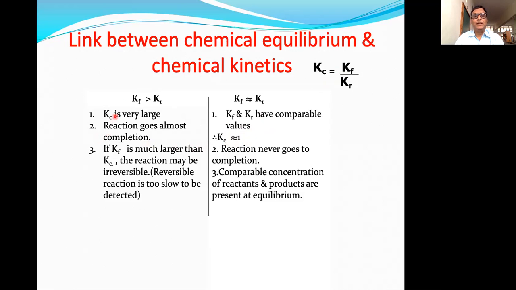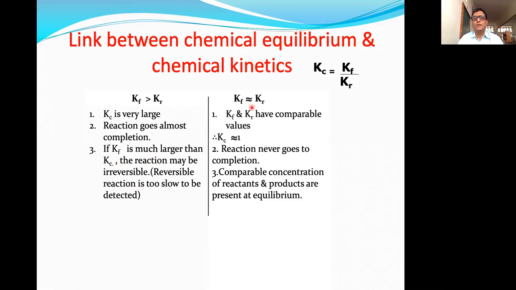Secondly, if Kf is greater than Kr, then the reaction goes almost to completion, because the rate constant of the forward reaction is greater than that of the reverse reaction. Next, if Kf is much larger than Kr, the reaction may be irreversible, that is, the reverse reaction is too slow to be detected.